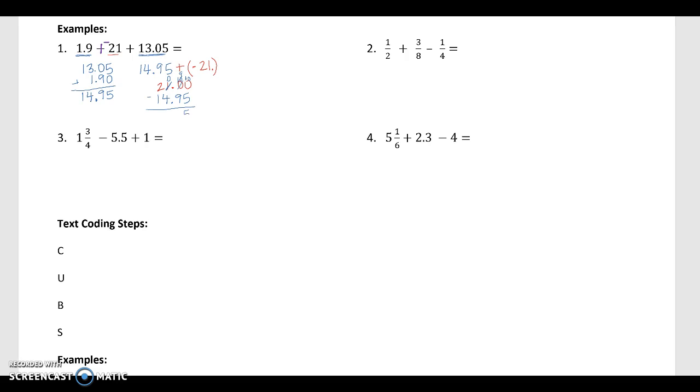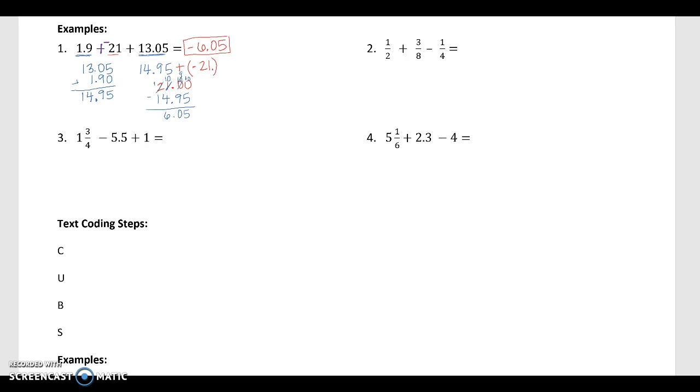10 minus 5 is 5. 9 minus 9 is 0. Now I have 0 and 4. I can't do that, so here I go borrowing yet again. 10 minus 4 is 6, and 1 minus 1 is 0. So I have 6.05. But which number was bigger, right? My 21 was larger, so my answer is going to be negative 6.05. That is my answer.